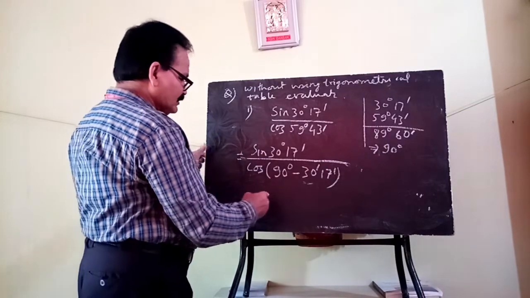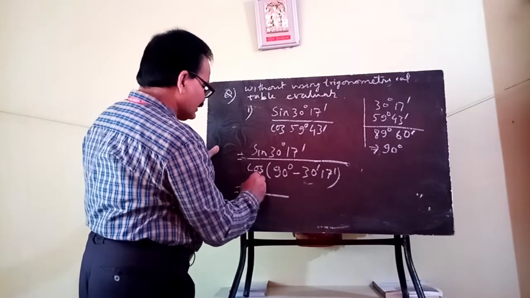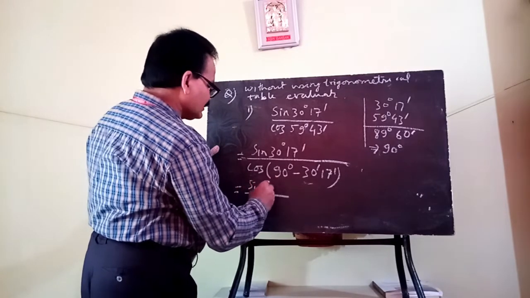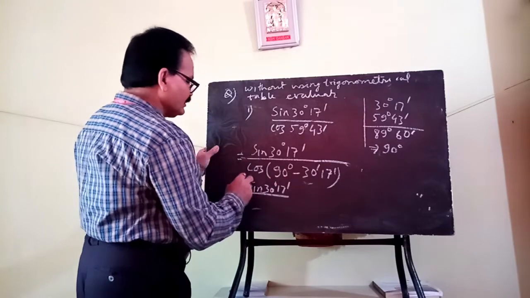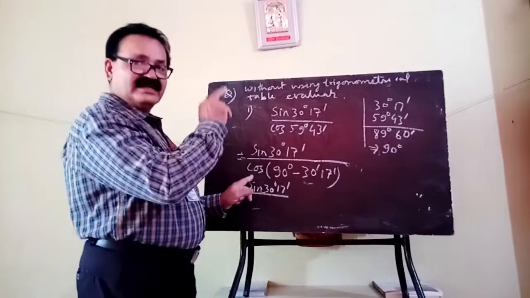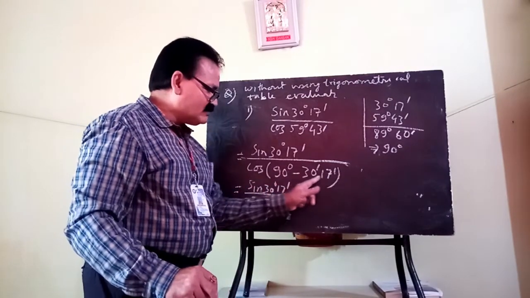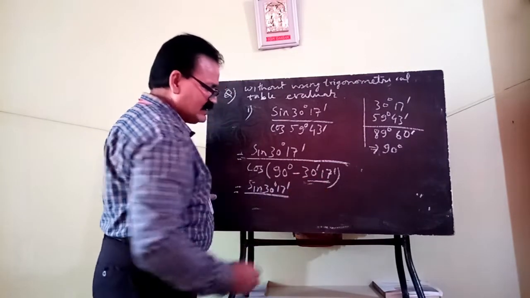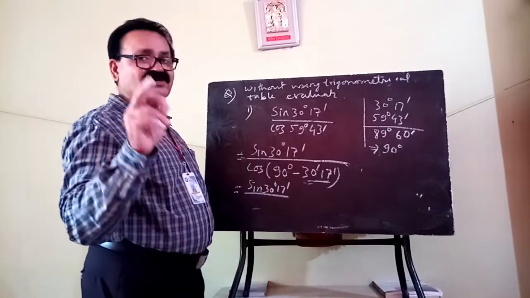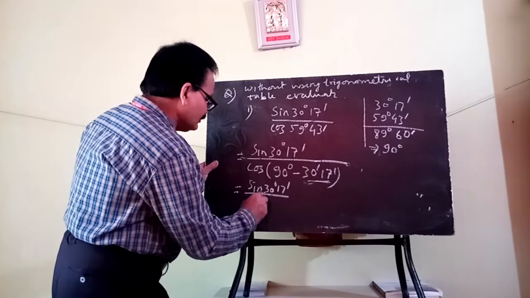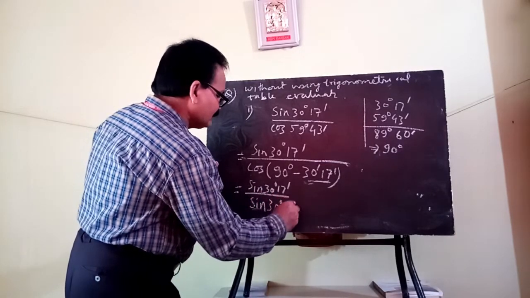Okay, after replacing, what have you got? In the numerator it is as it is, that is sin 30 degree 17 minute, and in the denominator we are applying the relation that was stated right now. Cos 90 minus this value, which can be treated as your theta. So cos 90 minus theta is sin theta. So this will become sin 30 degree 17 minute.